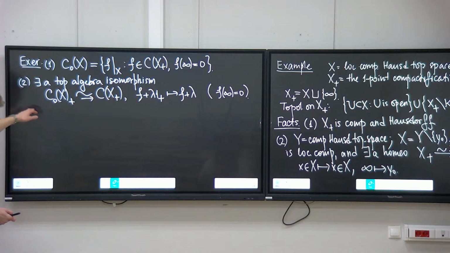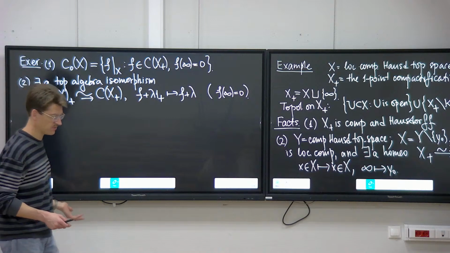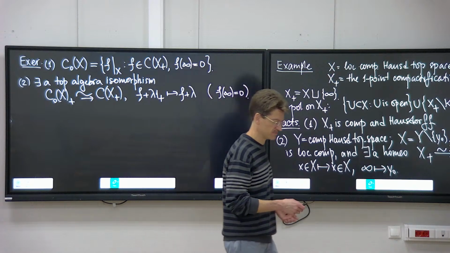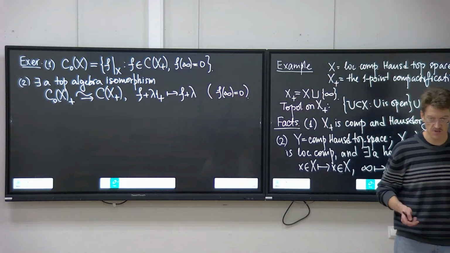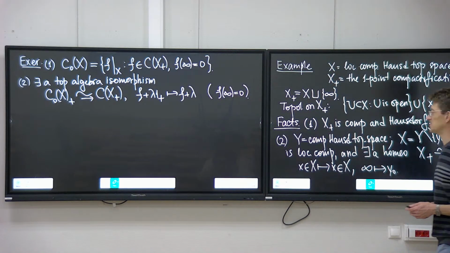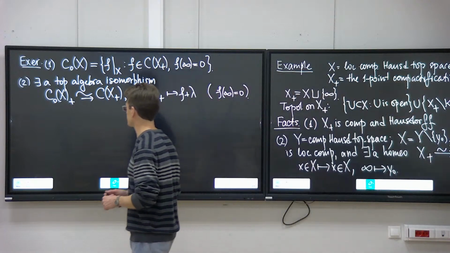So I mean that this is just an algebra isomorphism which preserves the topology. An algebra isomorphism and homeomorphism at the same time. It is not necessarily isometric, but it is a topological isomorphism.